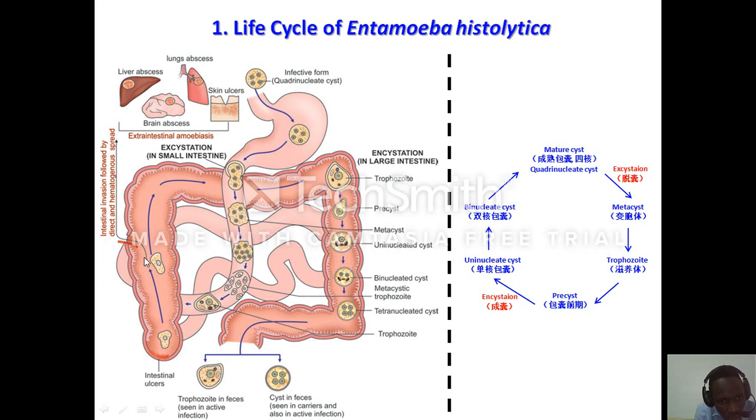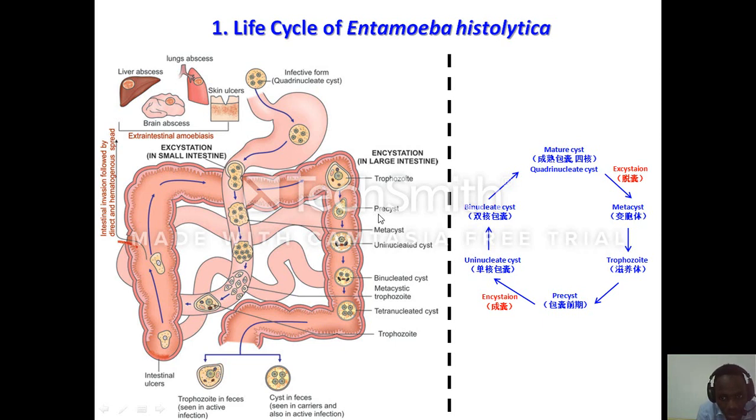Now those that do not undergo direct and hematogenous spread move on through the large intestine. Here is the ascending part of the large intestine, here's the transverse part, and the descending part of the large intestine. You can still see this trophozoite. Now, the trophozoite becomes a precyst. And then from the precyst, the trophozoite gains one nucleus. So we call it a uninucleated cyst.